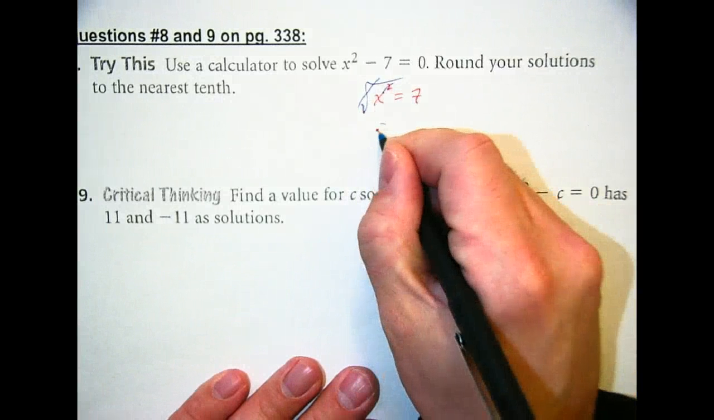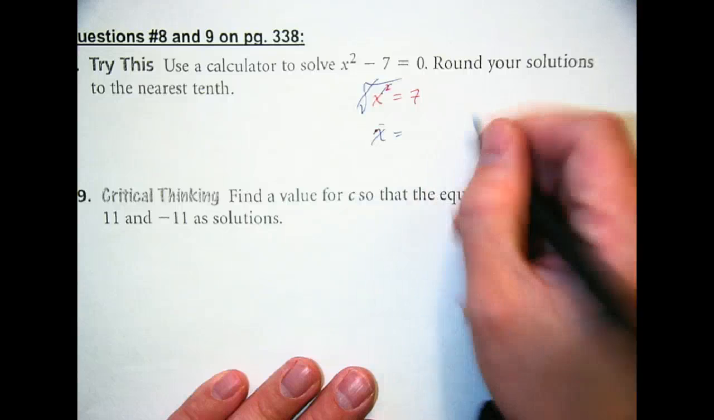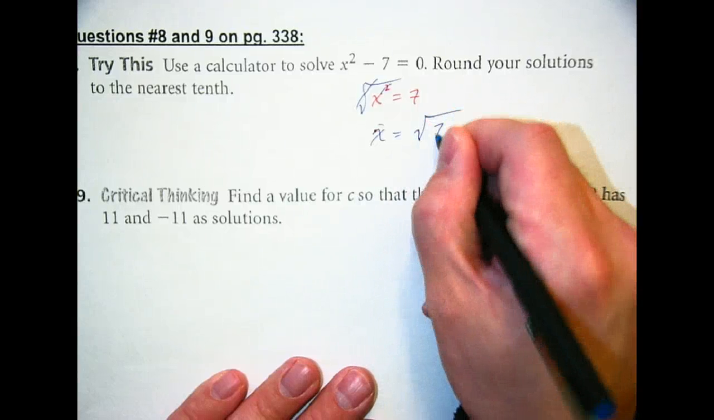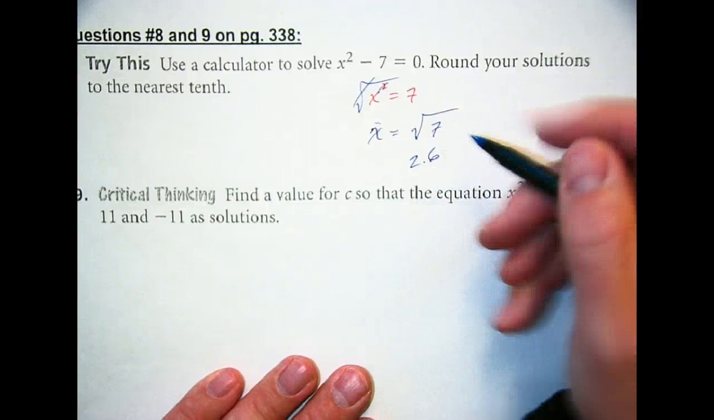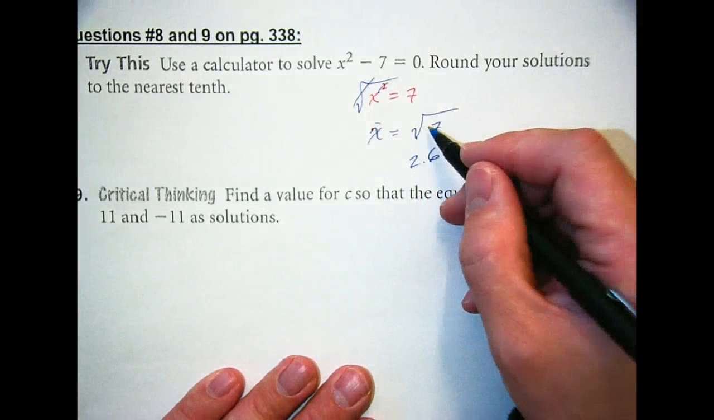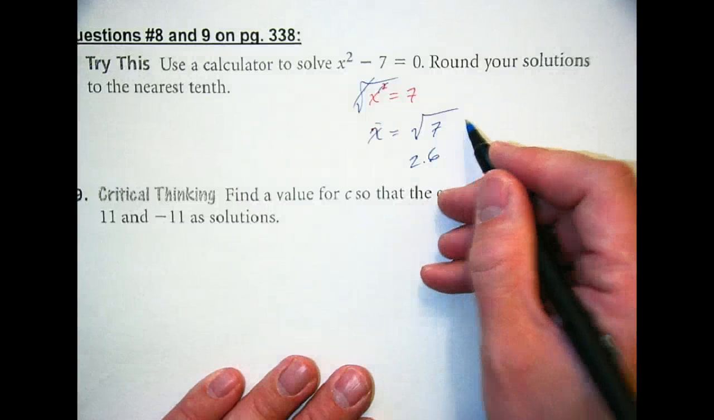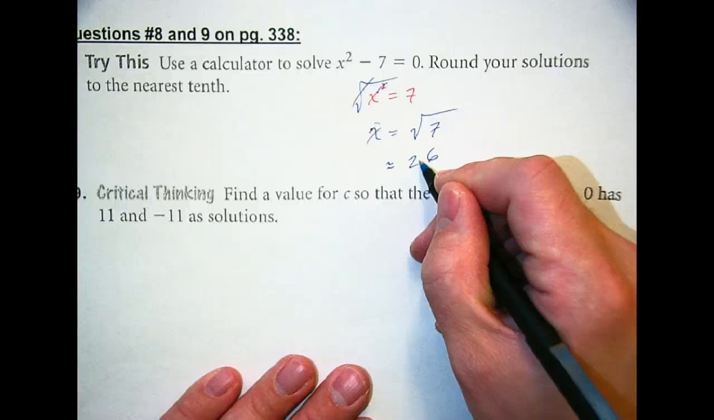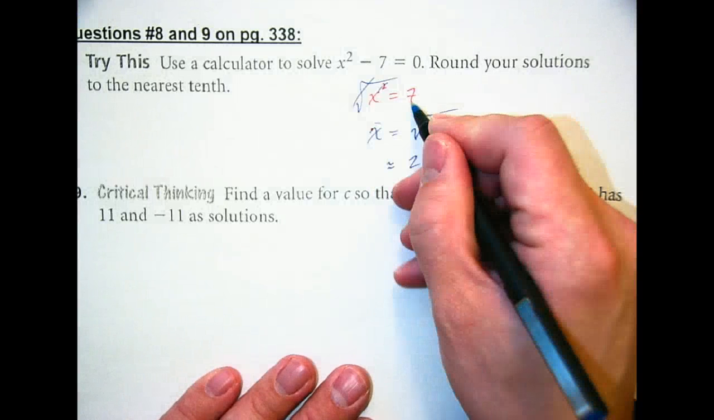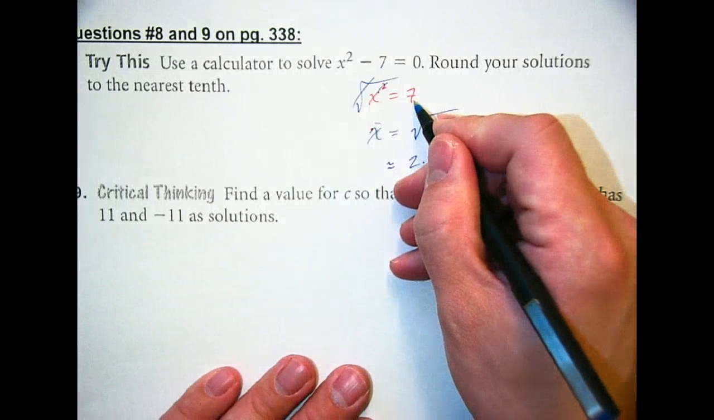Now, if I take the square root of 7, you say it's 2 point what? 6. I could estimate it, right? It's in between 2 and 3 because it's in between root 4 and root 9. It's closer to root 9, so it's about 2.6. That means 2.6 times 2.6 approximately makes 7. Everyone agree with that? Okay.